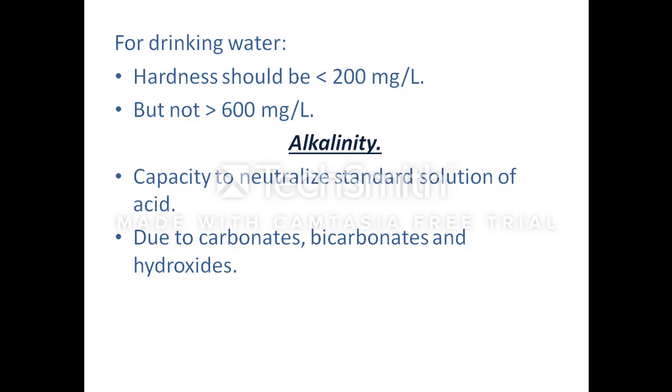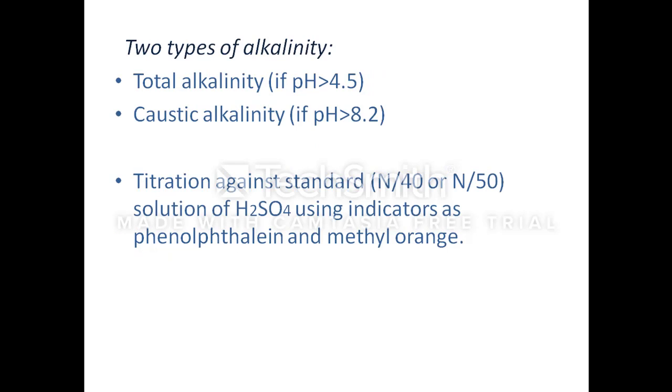Now if we consider the pH value of water, the alkalinity has two parts: total alkalinity and caustic alkalinity. The alkalinity is called total alkalinity if the pH value of water is greater than 4.5, and it is caustic alkalinity if the pH value of water is greater than 8.2. The alkalinity is determined by titrating a water sample against a standard solution, that is N/50 or N/40 of sulfuric acid. And the indicators used in this titration are phenolphthalein and methyl orange.